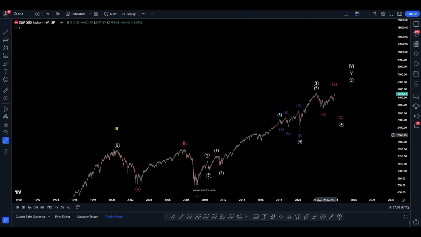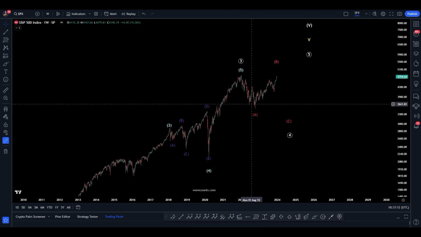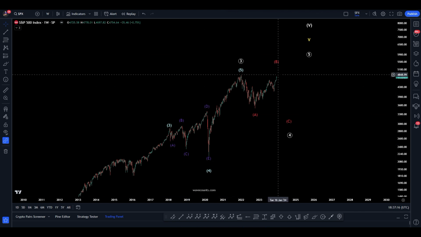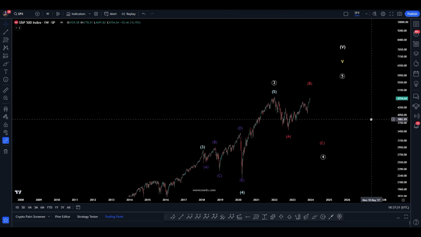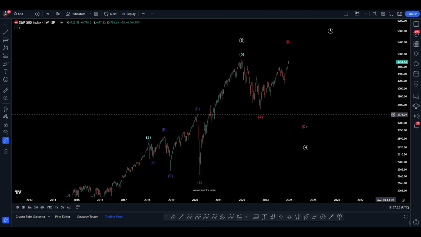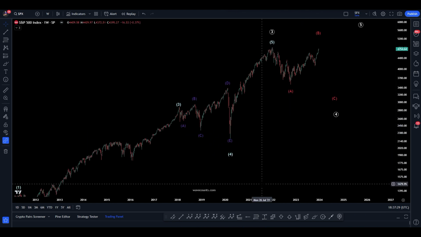Now this is going to be a flat. All right, so you've got a triangle for 4 and what will be a flat for the larger degree wave 4. All right, and there are a couple of things you can look at so that you have a high probability prediction that the 4th wave isn't over yet.